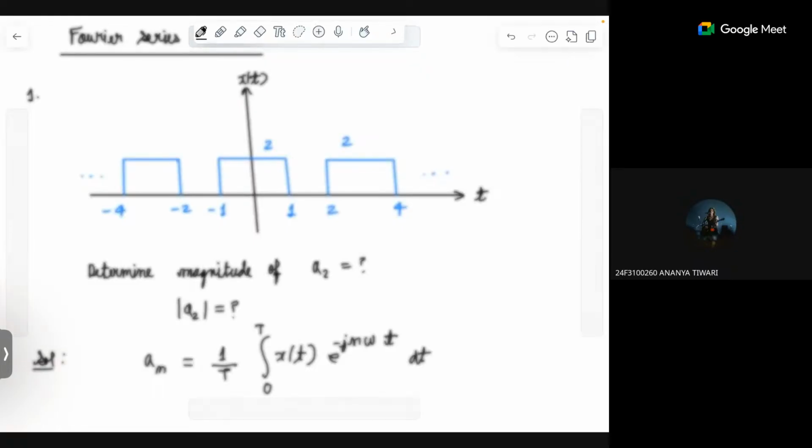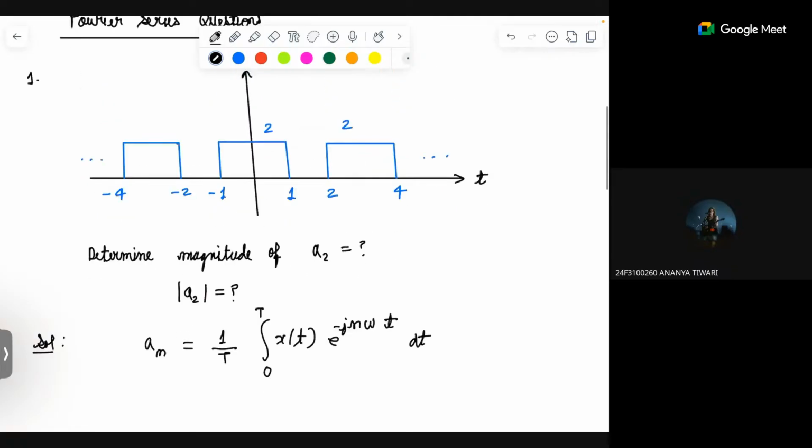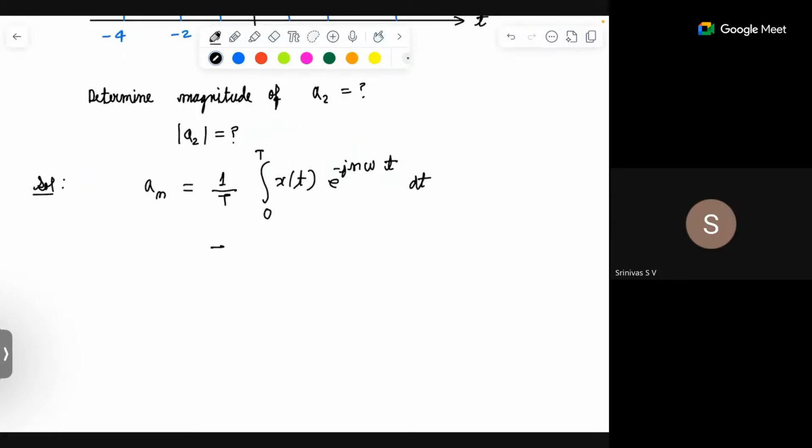Thank you. So we have this formula for An: 1 upon mod T, integration over the interval T, x of t e raised to the power of minus j n omega t dt. If we look at this waveform, the time period will be 3 seconds because after this it will start repeating. So we know now that the time period is 3 seconds. Is this clear to everyone? Why the time period is 3? Yes, ma'am. Is it clear that the time period is 3? Yes, ma'am.